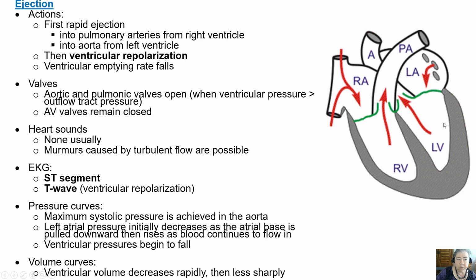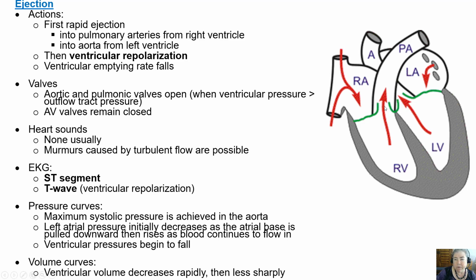There shouldn't be any heart sounds during ejection, but when you have abnormalities in the pulmonic or aortic valves that cause turbulent blood flow, you can get murmurs. So the murmurs that occur in systole during ejection are sometimes called ejection murmurs, and they are generated through turbulent blood flow at either the pulmonic valve or the aortic valve.